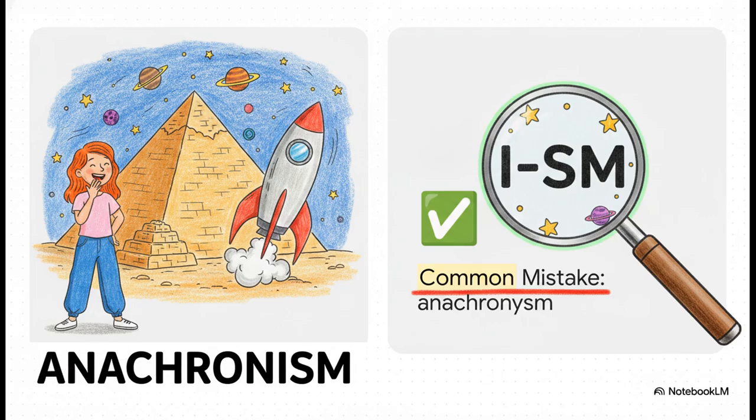Finally, we have anachronism. This is a highly common spelling bee word. Ana means against, so this literally means against time, or something that does not belong in its proper time period. When spelling this, watch out for the ending. It is ISM. Do not be tempted by the tricky YSM you see in the common mistake column.